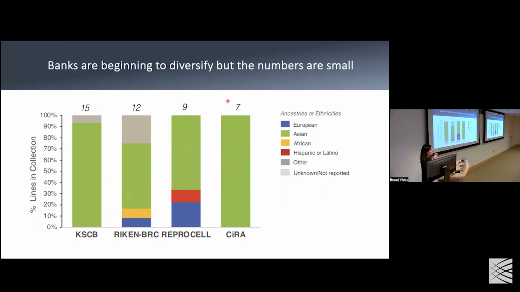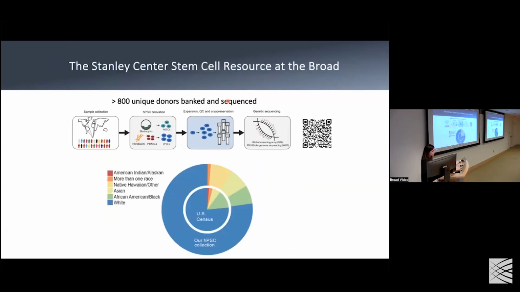But again, these have been selected very carefully, for example, to try to identify donors of a specific haplotype, in this case the HLA haplotype. And we'll talk a little bit more about this in a moment.